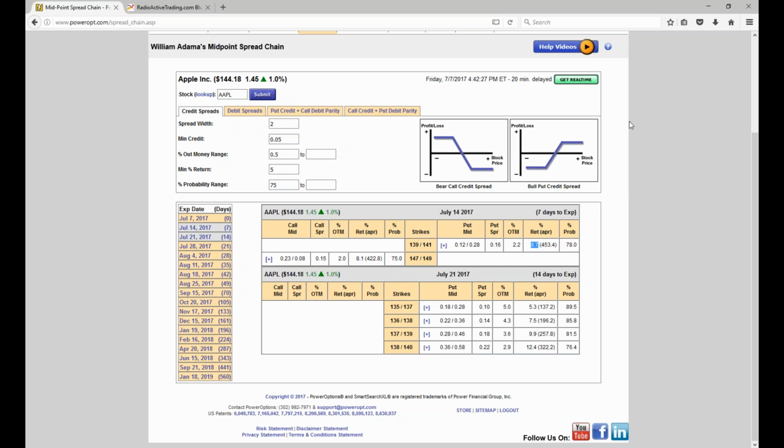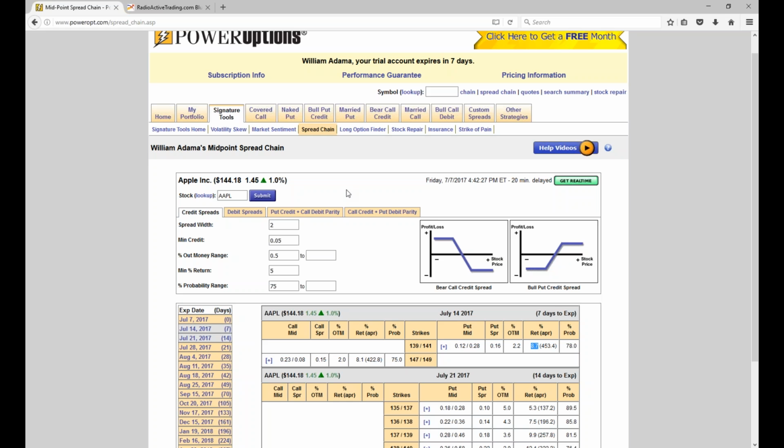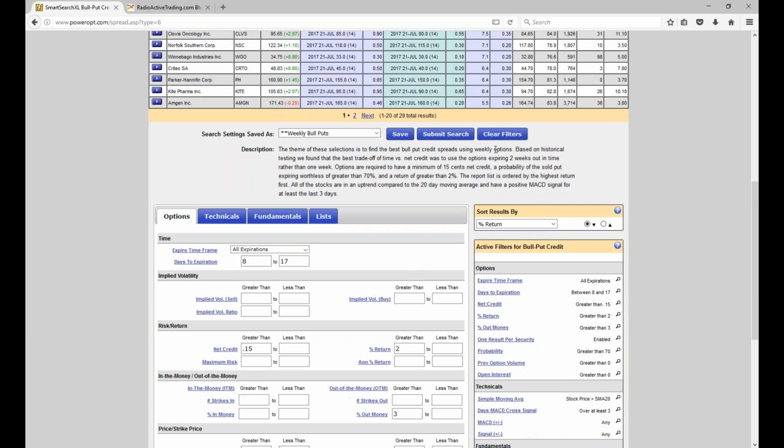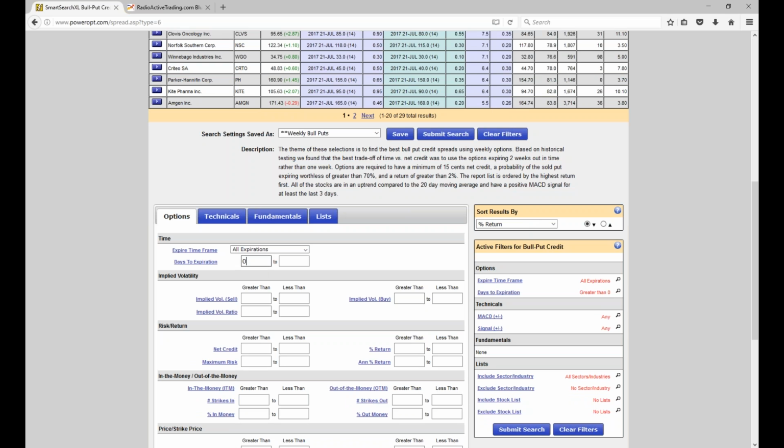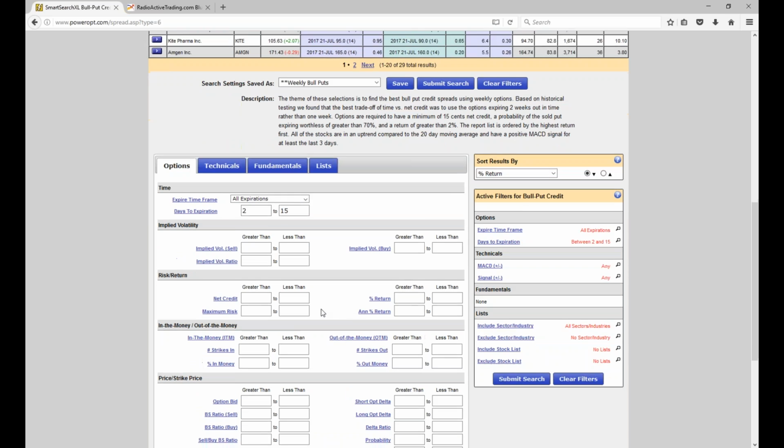But James, there's a very quick way, and it's not based entirely on midpoint yet, if you wanted to incorporate open interest into the search. Rather than doing an open search and seeing everything, let me jot some numbers down here. I want a 2-point spread width, a minimum 5-cent net credit, 5% return, 75% probability. All right, so I'm going to go to the bull put search now. I'm going to clear out my settings. I'm going to look at any expiration from 2 to 15 days out in time.